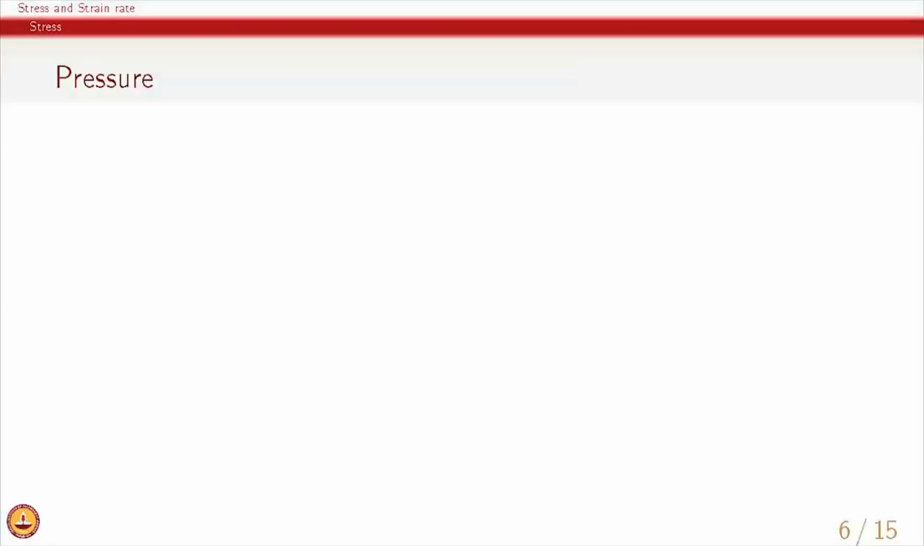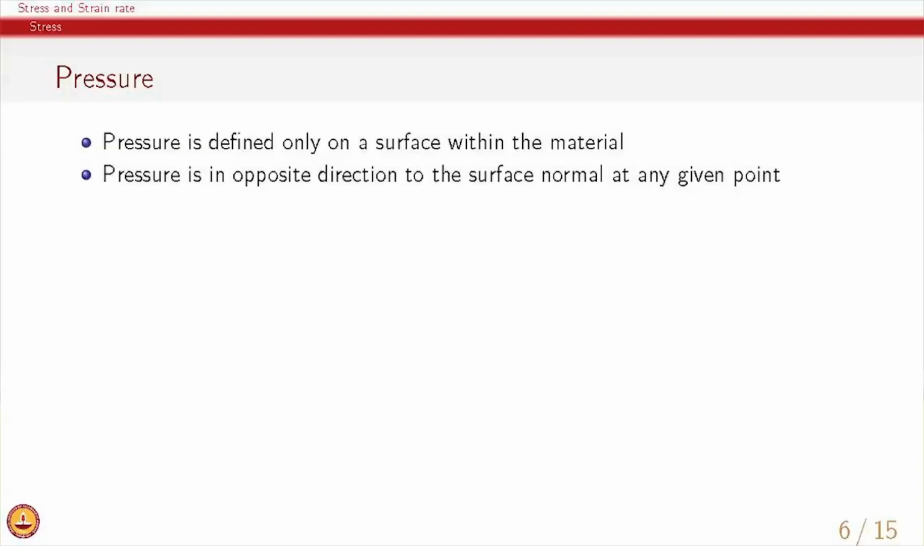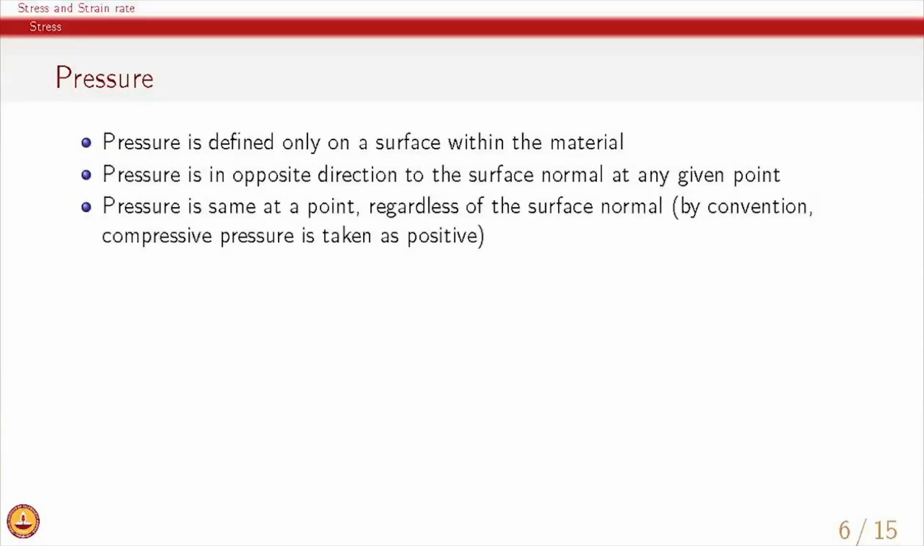Now let us look at pressure and summarize what we have learnt. Pressure is defined only when there is a surface within the material. Pressure is in the opposite direction to the surface normal at any given point. Pressure is the same at a point regardless of whichever surface is being talked about, and therefore pressure only varies if, let us say, the height of the point varies, because then that is the static head. Otherwise, pressure at a given point will be the same regardless of whatever surface we are talking about. And by convention, compressive pressure is positive.